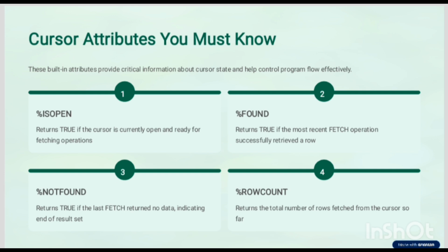Next one is %FOUND. It is true if the last fetch returned a valid row. This helps us to know whether we successfully fetched the data or not. Then the next one is %NOTFOUND. If it is true, the last fetch did not return a row. This is commonly used as a condition to exit a loop.